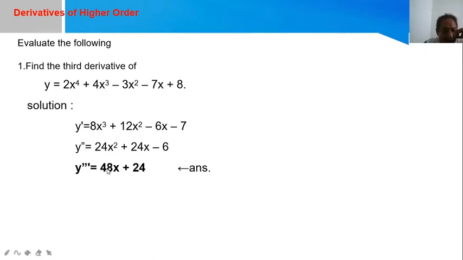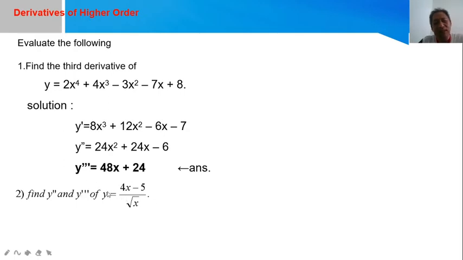This is 48x. That is plus 24. And since it is required, then I can take this as my third derivative of the function being my answer. In the next, now I have y double prime as second derivative. I have a third derivative and my function is this.